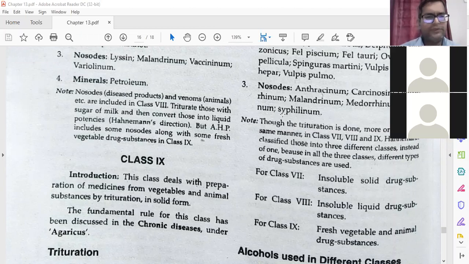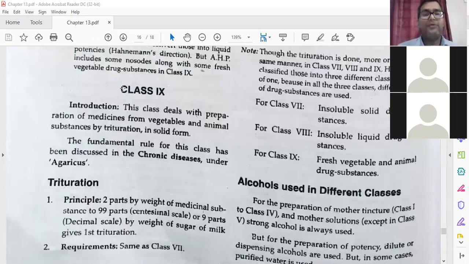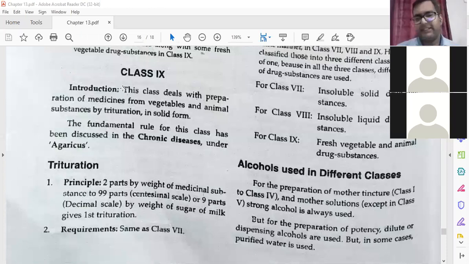Trituration, those with sugar of milk, and then convert those into liquid potencies. Hahnemann's directions as per the American Homeopathic Pharmacopoeia include some no source along with some fresh vegetable drug substances in class 9th. Okay, this is just an exception part. Now we will come to class 9th. Class 9th is the last class of this old system of classification.